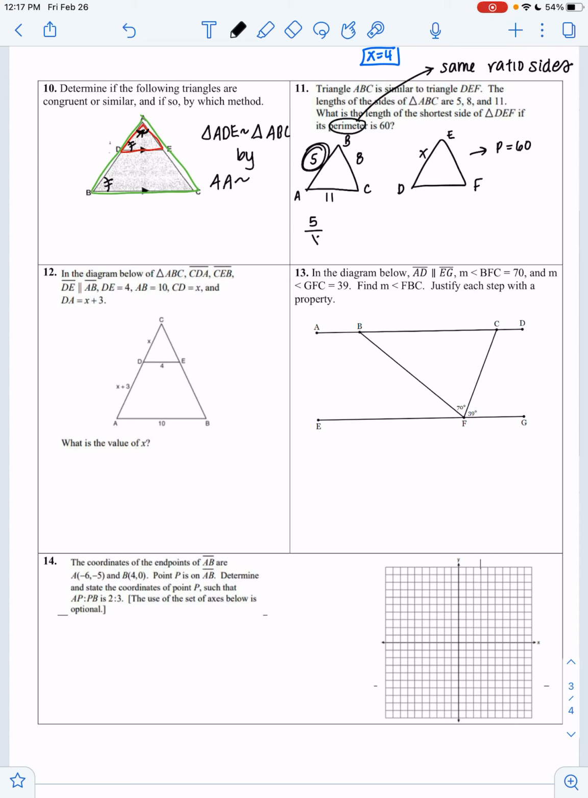So 5 over x is equal to, well, the perimeter of this triangle, if I do 5 plus 11 is 16, plus 8 is 24. And then that has to be proportional to the perimeter of my other triangle. So I'm going to cross multiply. That's 24x is equal to 60 times 5 is 300. And then we divide by 24 on both sides. So 300 divided by 24, we get x is equal to 12.5. So the shortest side on triangle DEF will be 12.5.